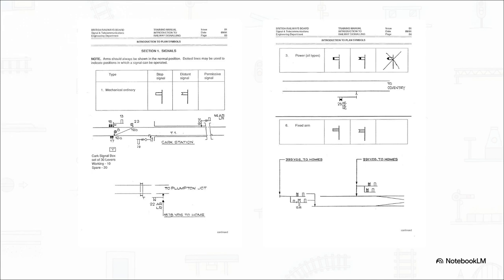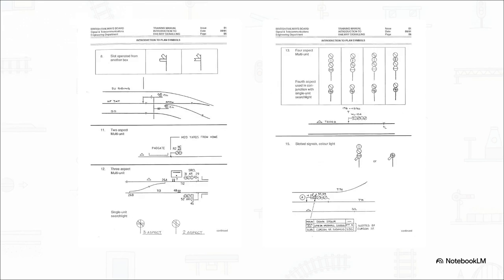But contrast that with the power signals next to them. Do you see how the arm is partially filled or altered? Just by tweaking the geometry of the symbol, the plan is telling the engineer, hey, this signal isn't pulled by a human lever and a wire, it is fully powered. And as tech progressed, so did the symbols.